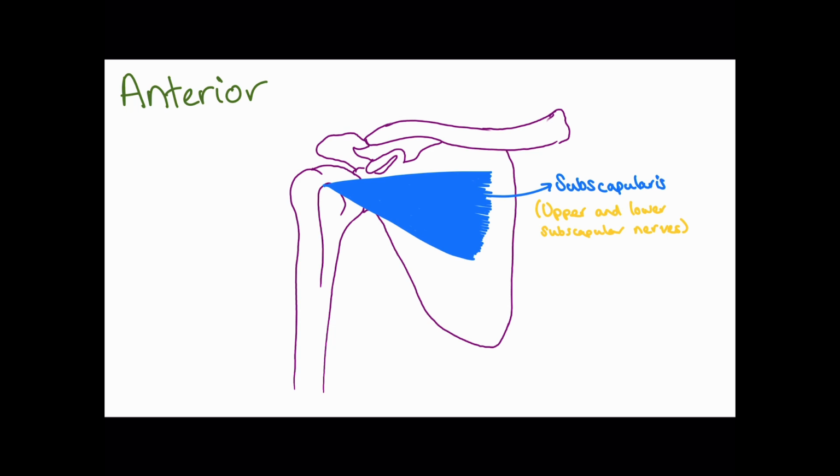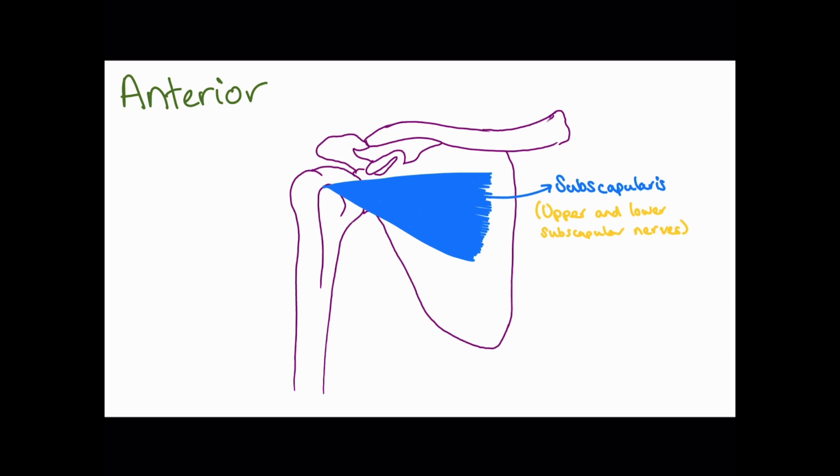The next muscle is actually not a rotator cuff muscle, but it makes sense to cover it now. This is the teres major. It originates from the posterior surface of the scapula and inserts into the intertubercular sulcus. This muscle is innervated by the lower subscapular nerve.